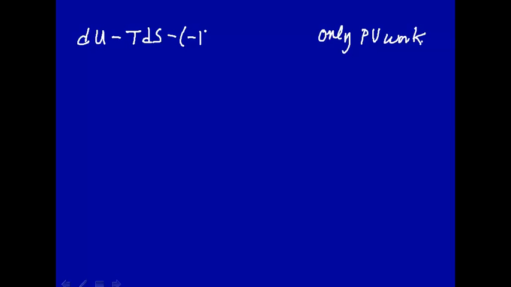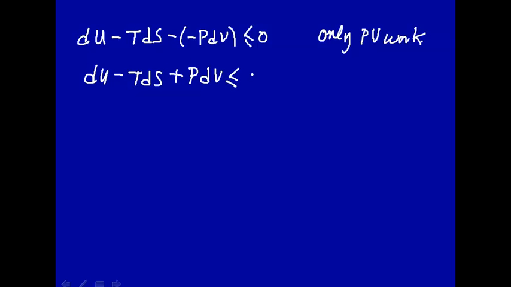Now let's assume that we can only do PV work. So in that case, the combined first and second laws of thermodynamics is dU minus TdS minus PdV is less than or equal to 0, where the equal is for reversible processes and less than is for irreversible processes. Or we'll just write this, dU minus TdS plus PdV is less than or equal to 0.